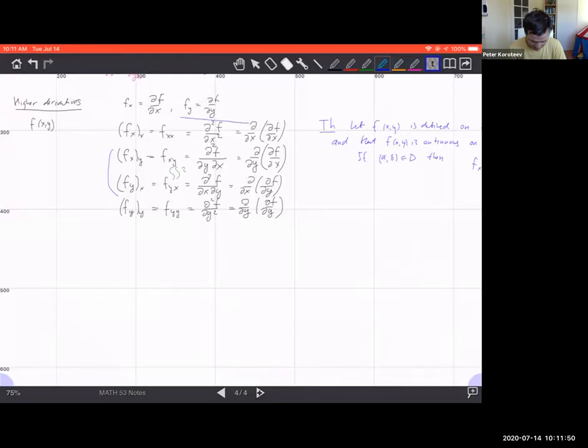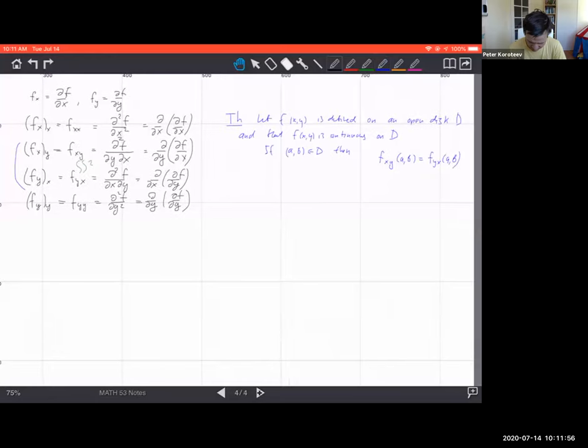And the theorem which we announced last time said that if the function is defined on an open disk, and if the function is continuous on that open disk, then for every interior point of the disk, mixed partial derivatives in various orders are equal. And you can check that the examples we had last time, where the function was not continuous, actually provided different values for those partial derivatives. Okay. Are there any questions?